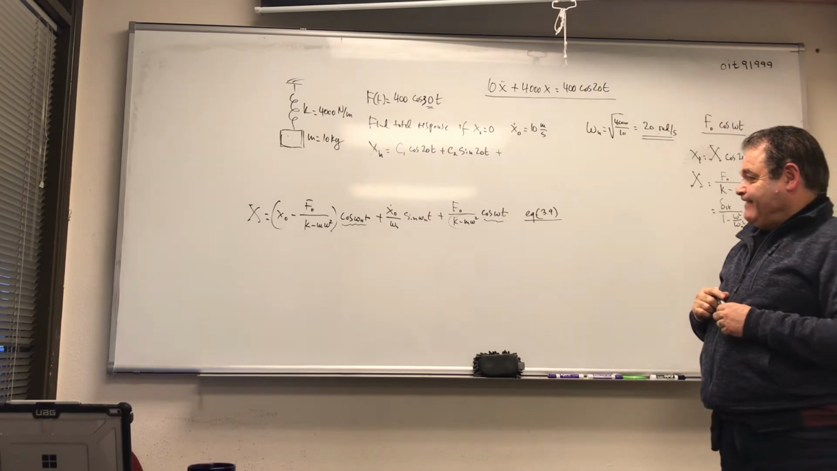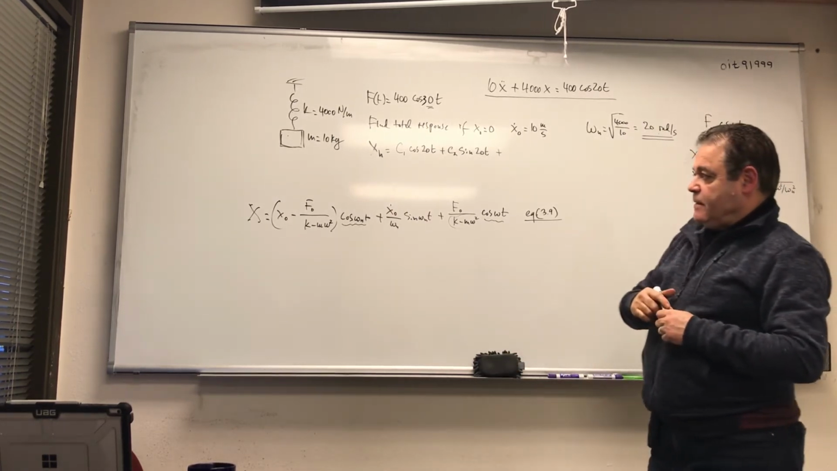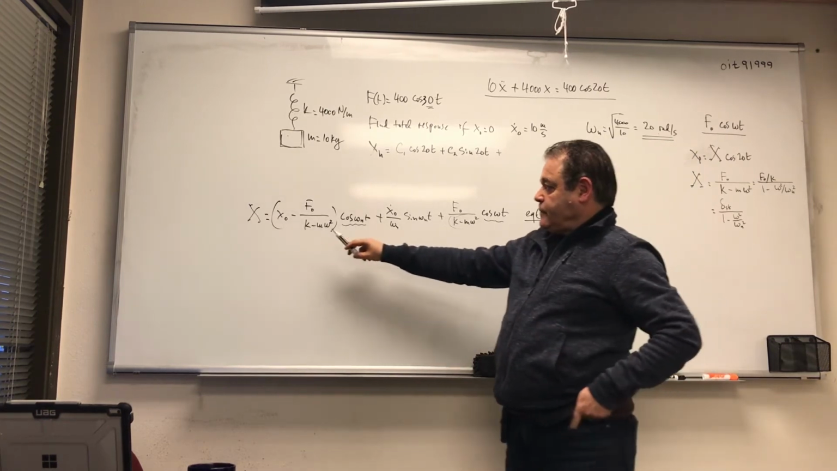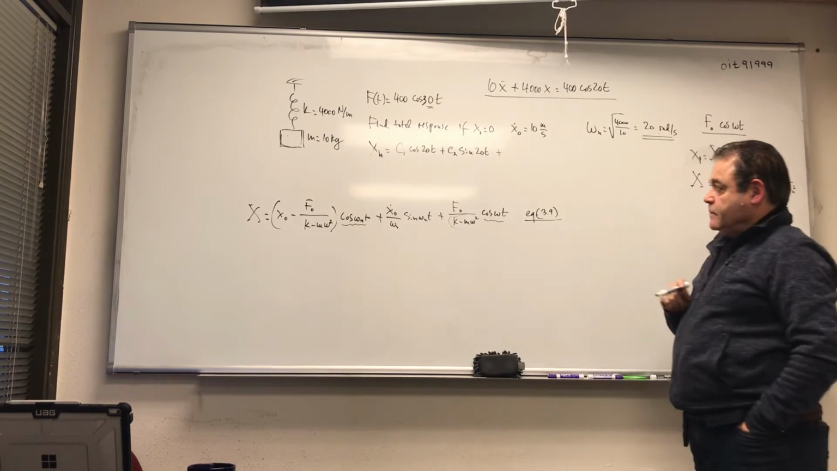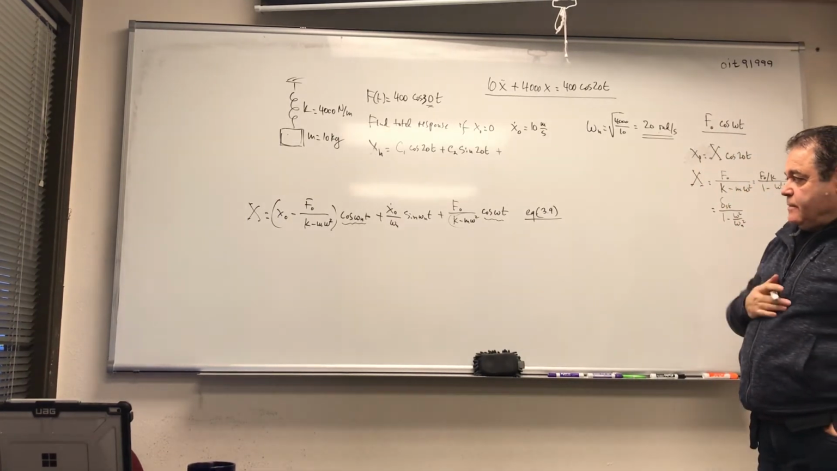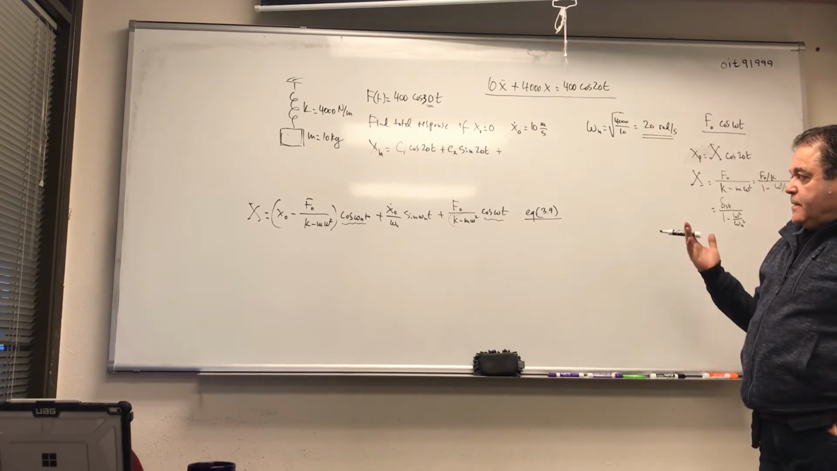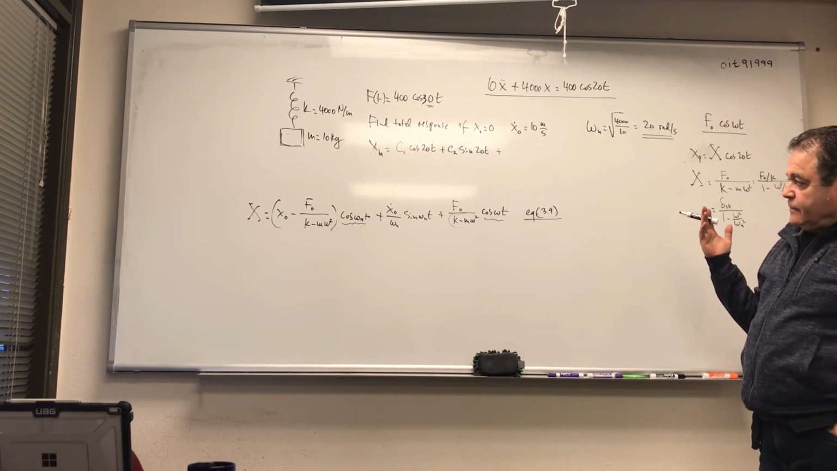So what is the equation, 3.9? x of t is equal to x naught minus f naught divided by k minus mass times omega squared. That's this one. So now we gotta plug it in. x naught here is 0. We just plug it in, right? That gives us the amplitude.